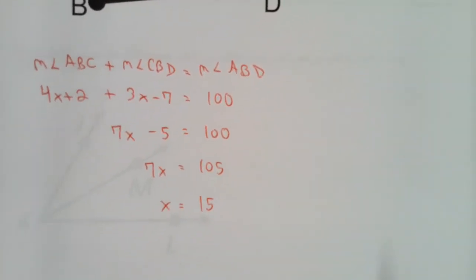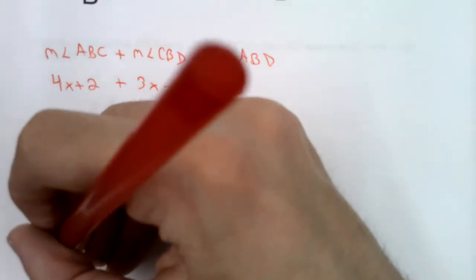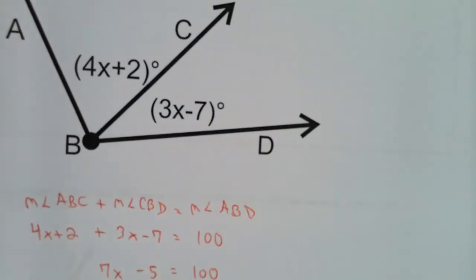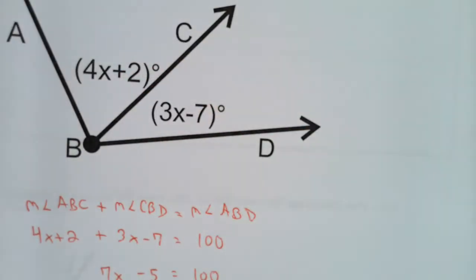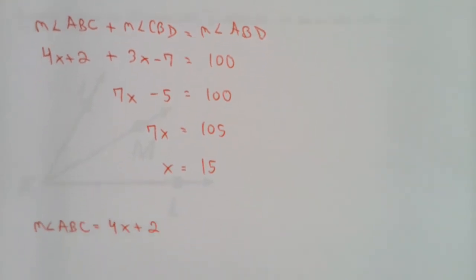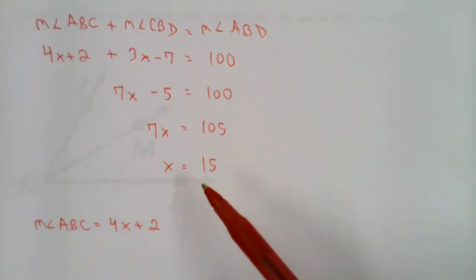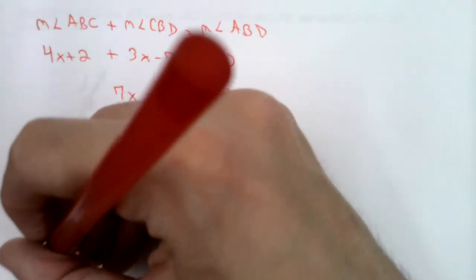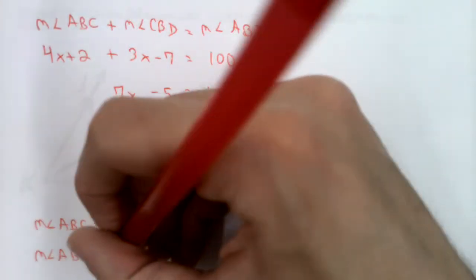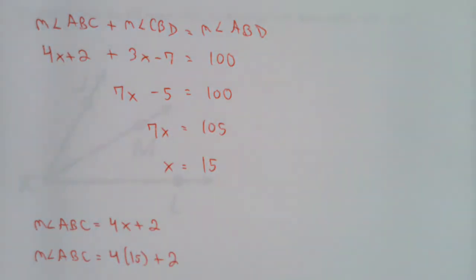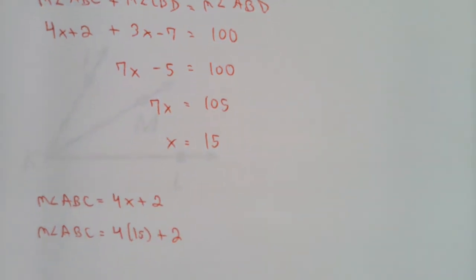Now we know from the diagram above, ABC is 4x plus 2. And I'm going to substitute 15 in for x because we know x is 15. So the measure of angle ABC equals 4 times 15 plus 2. That's 62 degrees.